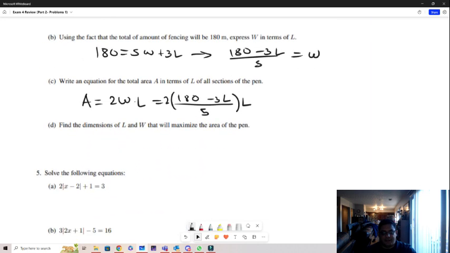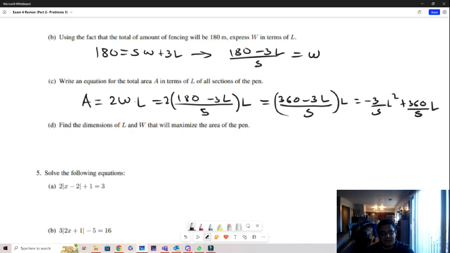So here it says find the dimensions that will maximize the area of the pen. There are multiple ways of doing this. I already showed you in class what you can do with Desmos and with a calculator, but of course you can also do this with a quadratic and finding the vertex. So this here can be seen as minus 3 over 5 L squared plus 360 over 5 L.